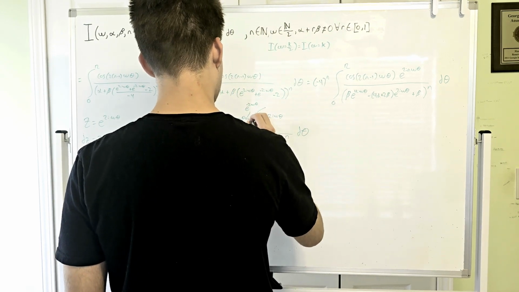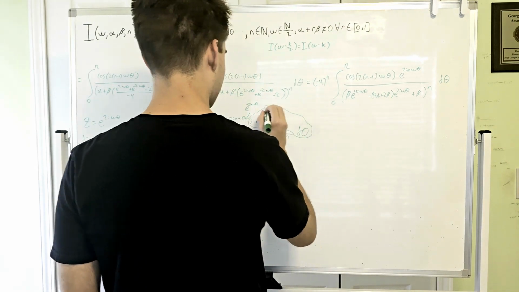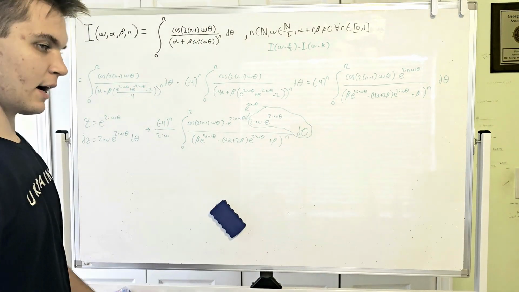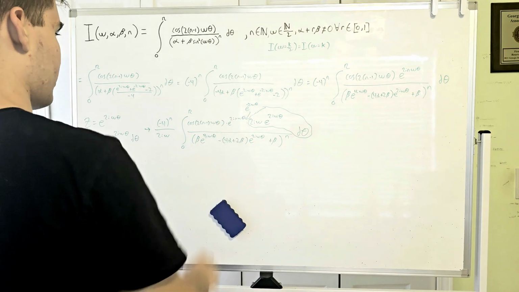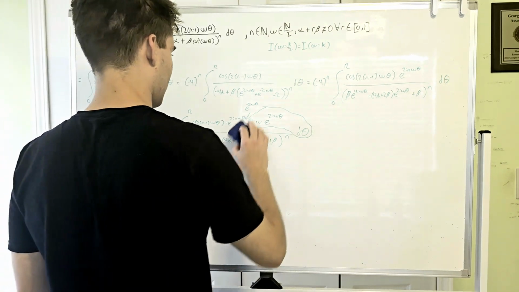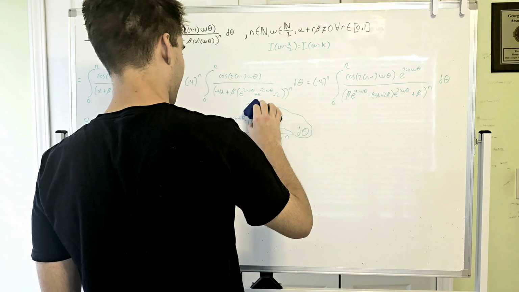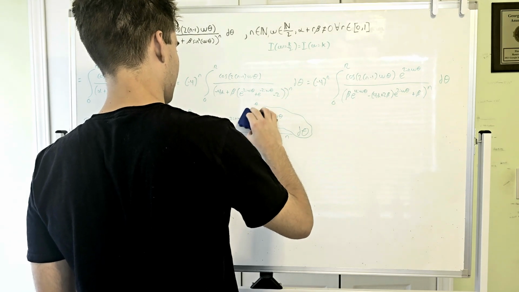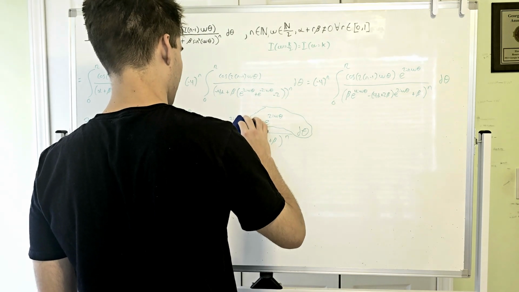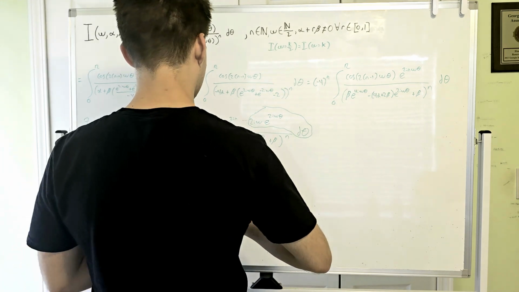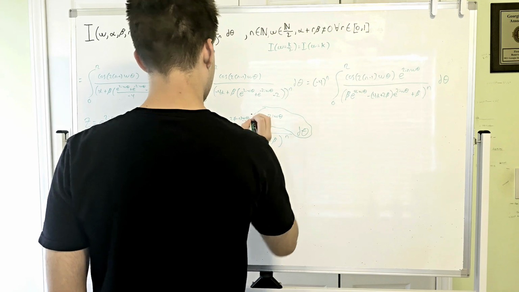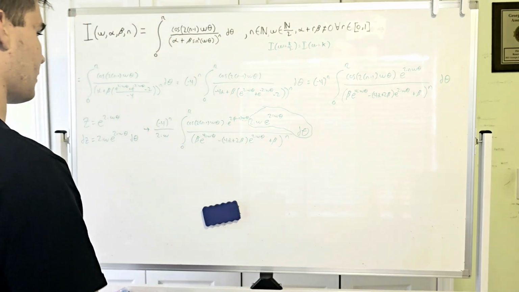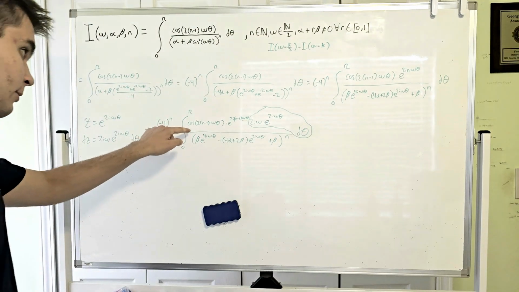Now let me just sort of circle this. This is going to be our differential element that we want to keep. Now, these two we can combine using exponent rules. So let's take care of that. Basically, it's just going to have an n minus 1. Okay. Now it is time to deal with this.